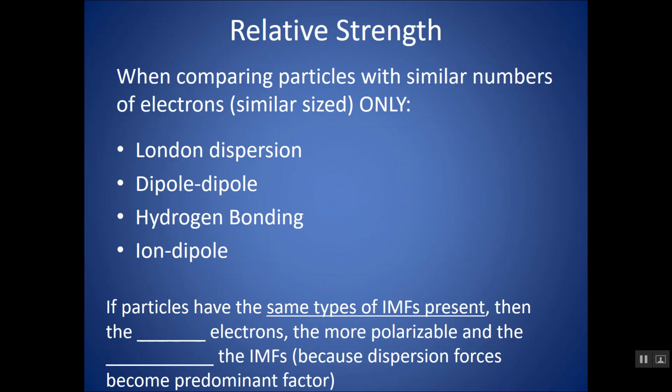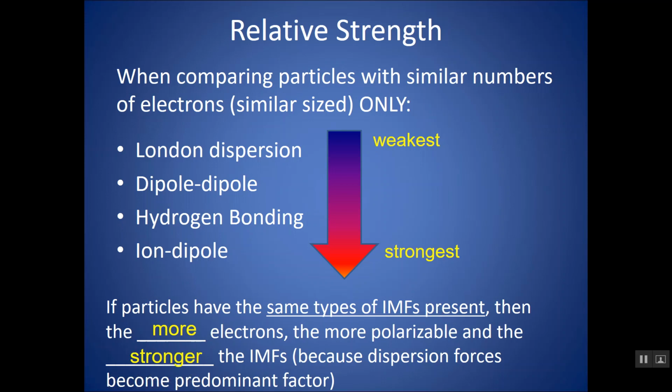Okay, so relative strength when comparing particles with similar numbers of electrons only. Typically LDF would be the weakest, dipole slightly stronger, hydrogen bonding stronger than that, ion-dipole the strongest because you actually have a full charge in the ion. Again, there could be differences if you're not comparing the same numbers of electrons. If you were then looking at strength between molecules that have the same type of IMF present, then the more electrons you have, the more polarizable it would be, and the stronger the IMFs because the LDFs would outweigh the other. And we'll look at that in terms of strength soon.